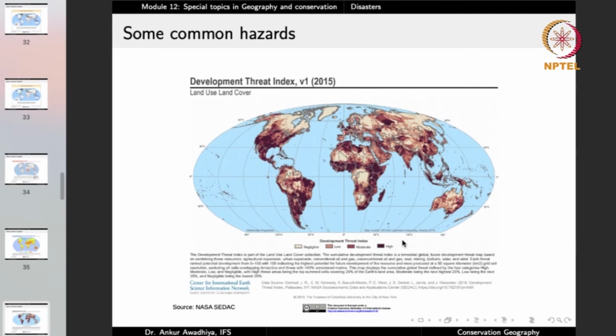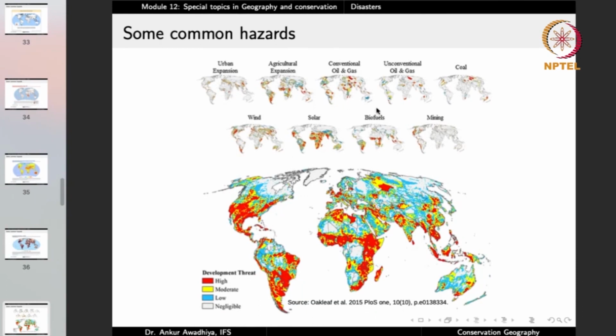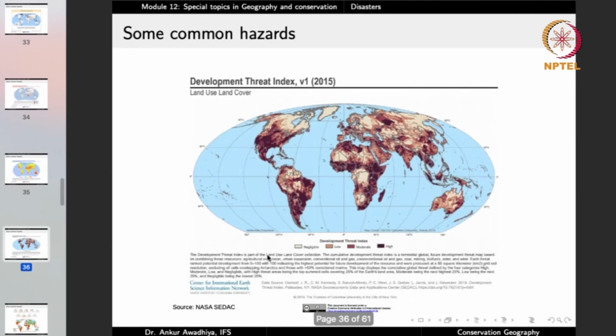Then we can also look at the developmental threat index. Now this index incorporates a large number of developmental activities, and we look at their impacts on the environmental threats. We can look at things like urban expansion, agricultural expansion, conventional oil and gas, unconventional oil and gas, especially things like fracking, coal, wind, solar, biofuels, and mining. And if we incorporate all of them together, then we find that there are certain areas where the threat because of the developmental activities on the environment is very high.